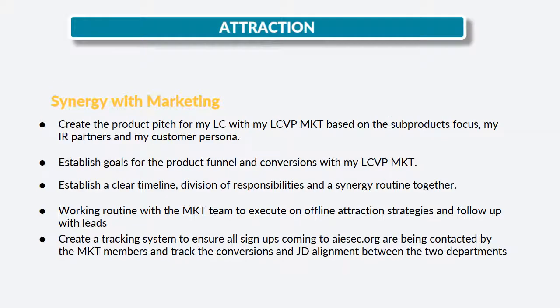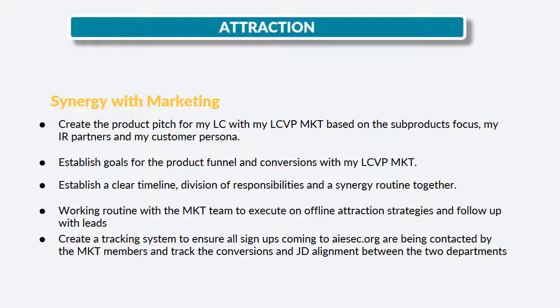And finally, when it comes to attraction, we're talking about synergy with marketing by creating the product pitch for our LCs with the LCVP marketing, based on the sub-products focus that we already set, the IR partners and the customer persona. Establishing goals for product funnel conversions with LCVP marketing. Establishing a clear timeline, division of responsibility, and the synergy routine together with marketing.